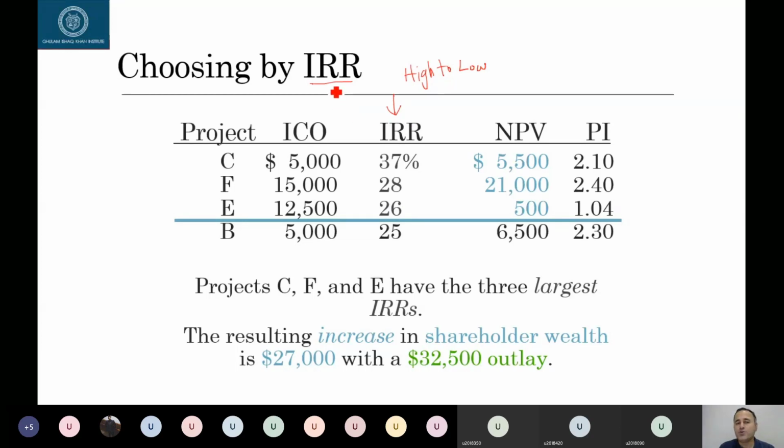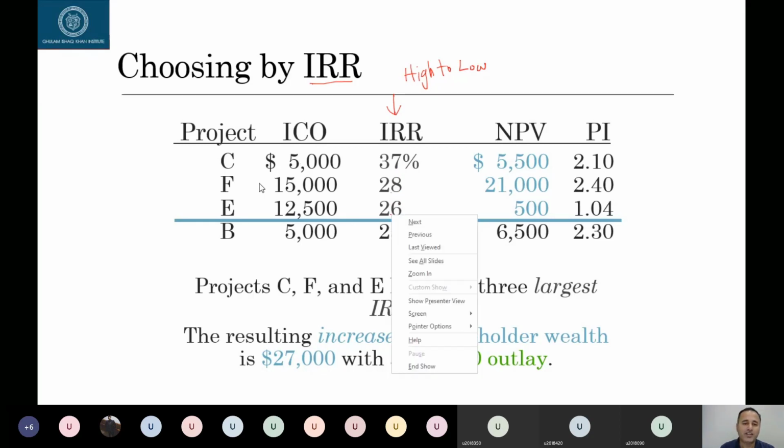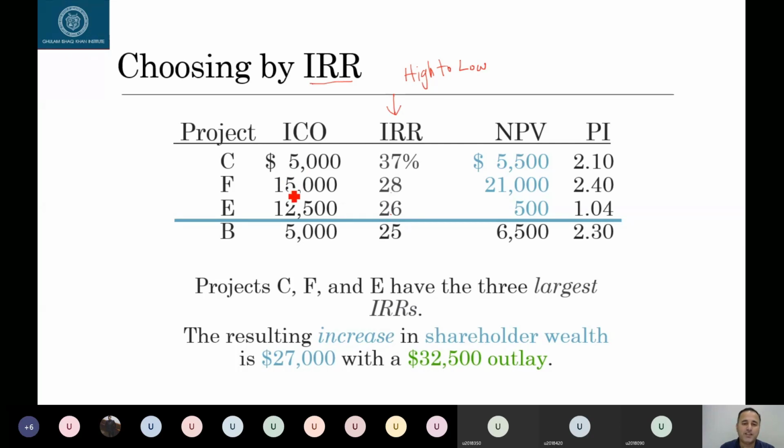Okay, so if you are choosing projects based on IRR, first of all, you have to rank them from high to low. Of course, you are aiming to choose those projects which yield the highest internal rate of return. So these 3 projects actually give you the highest rate of return: 37%, 28%, and then 26%. So if I add all the cash outflows, 5K, 15K, and then 12.5K, this total is 32.5K, and she is within her budget. So she will choose C, F, and E.